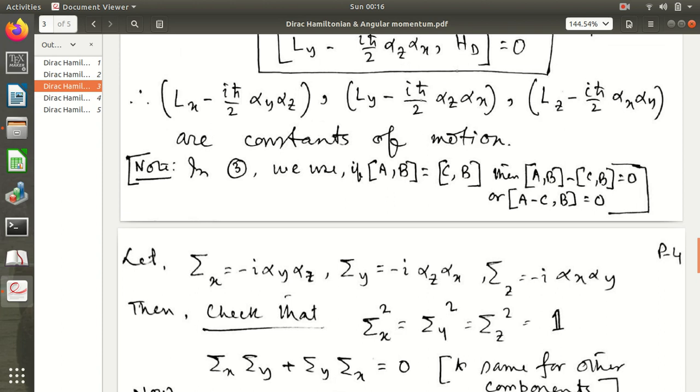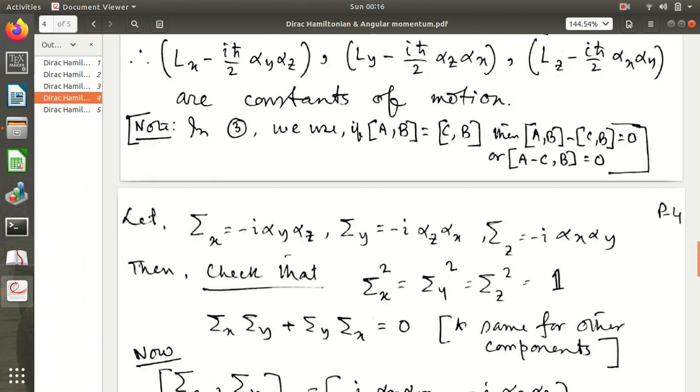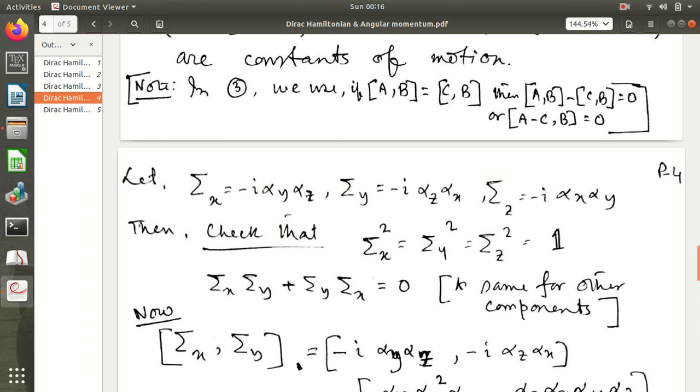Let this, −i αy αz, with the minus sign included, be Σx. I have put a capital sigma here so that you don't mix it up with the Pauli matrices. Remember, the Pauli matrices, small sigma x, y, z, are 2 by 2, but as the alphas are 4 by 4, these capital sigmas are 4 by 4. So be very careful before choosing the symbols. So capital Σx is equal to −i αy αz.